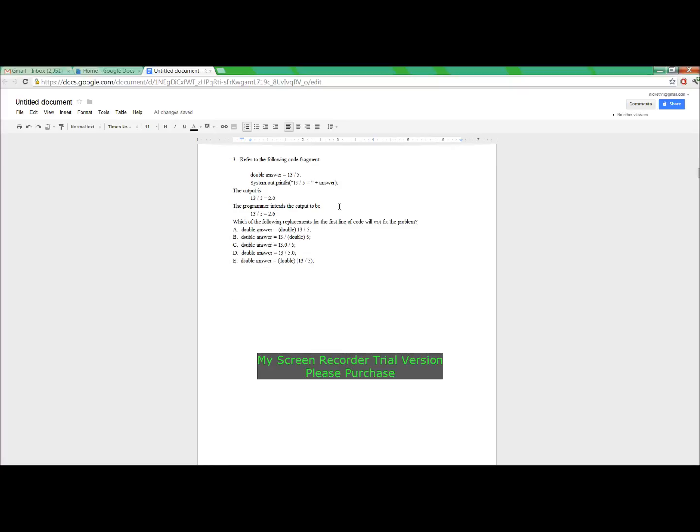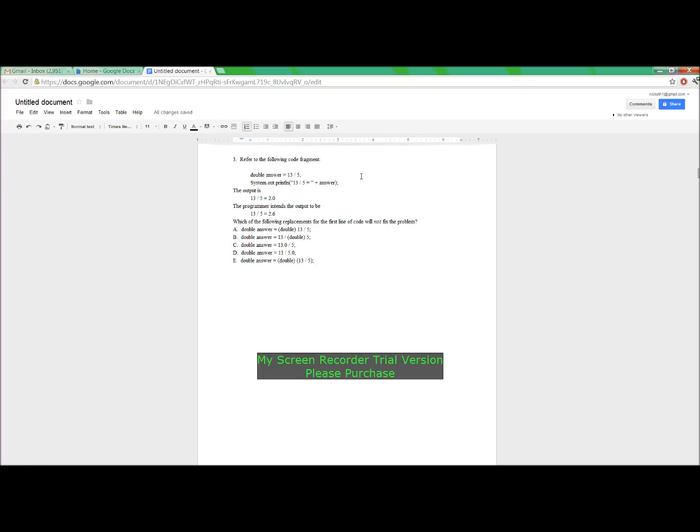Number 3. For this one, you refer to the following code fragment: double answer equals 13 divided by 5, and system.out.println 13 divided by 5 equals, and then you concatenate the answer. So the output is 13 divided by 5 equals 2.0. But that's not exactly what you expect. You expect a 2.6 maybe, if you're not as familiar with the whole concept of integer division.